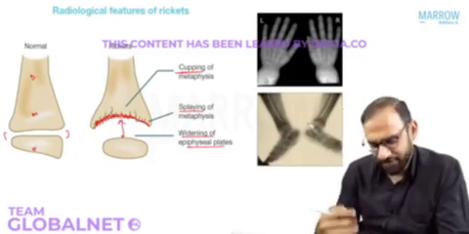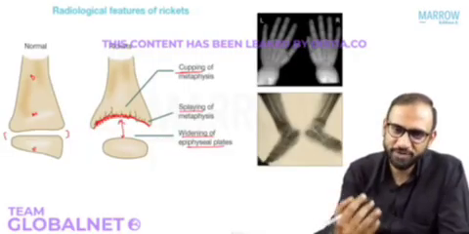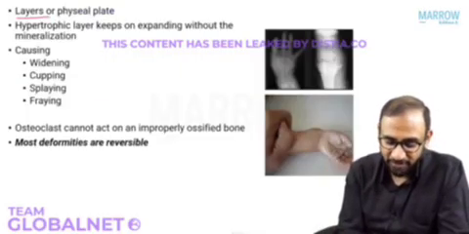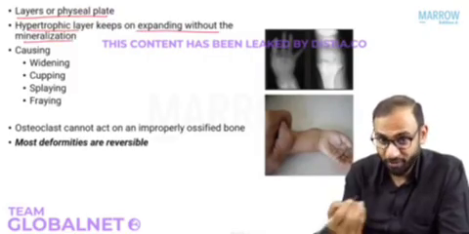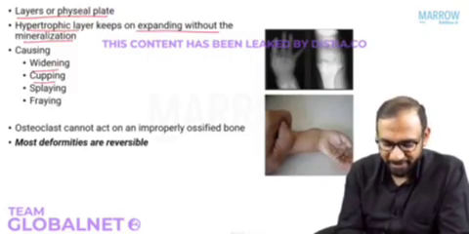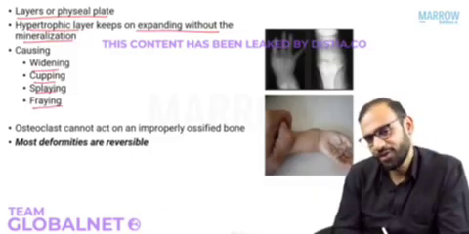Okay? So everything that I've said, I said slides will be there for you to copy. So layers of the physeal plate, you should know. I've told you this. Hypertrophic layer keeps on expanding without the mineralization, causing what? Widening, cupping, splaying, and fraying of the growth plate.